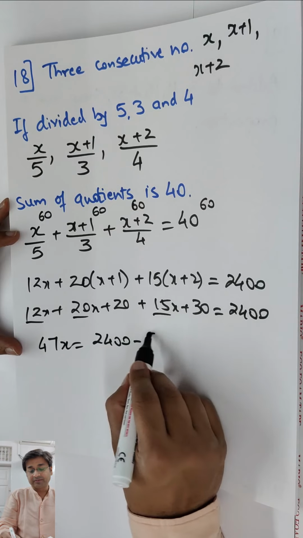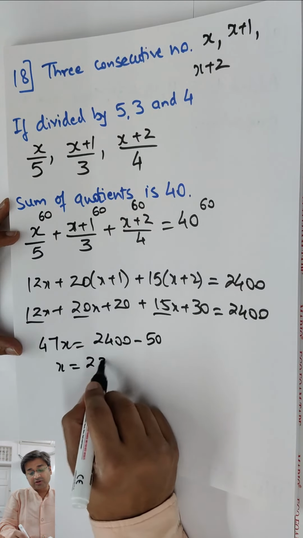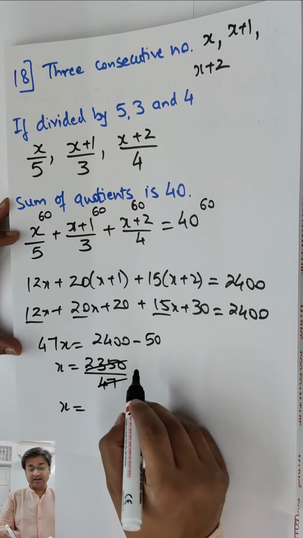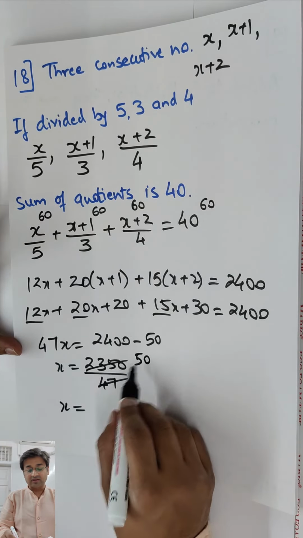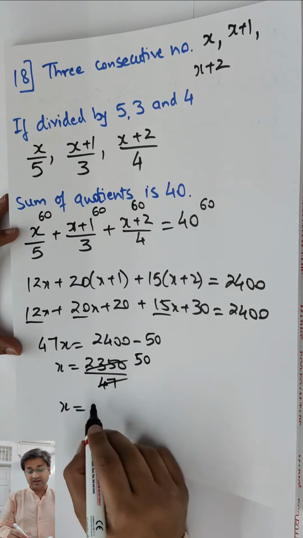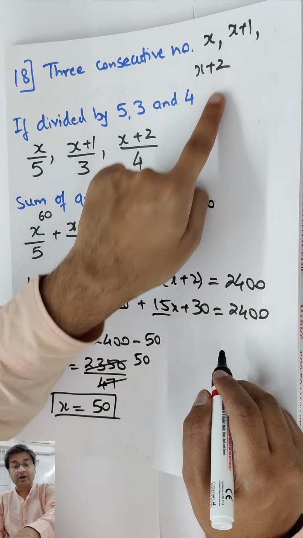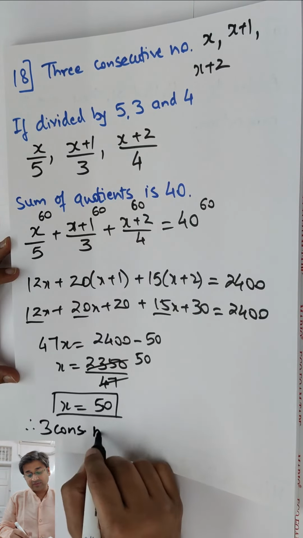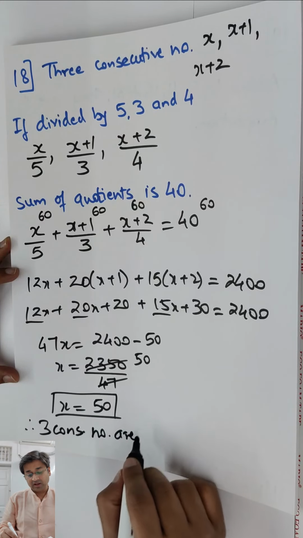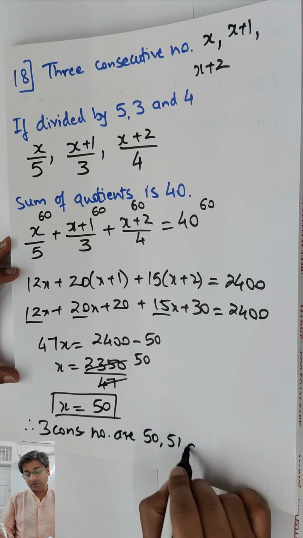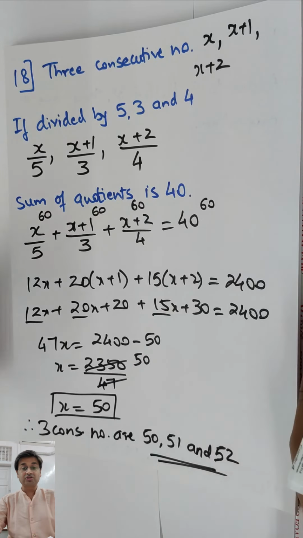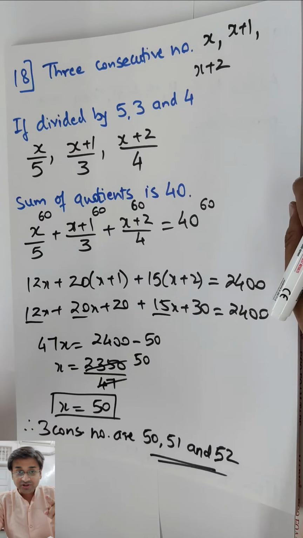2400 minus 50. So my x is going to be 2350 divided by 47. So let me see if I can cancel it. I think 47 times 50 is 2350. Yes, correct. So the first number is 50, the next one 51, the next one 52. So you'll say, therefore, the 3 consecutive numbers are 50, 51 and 52.